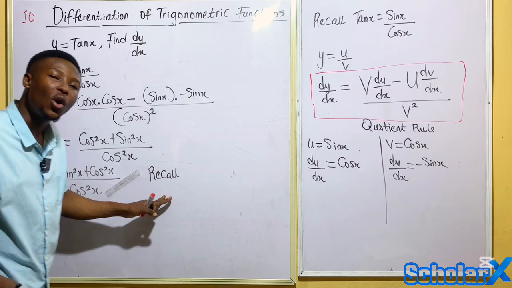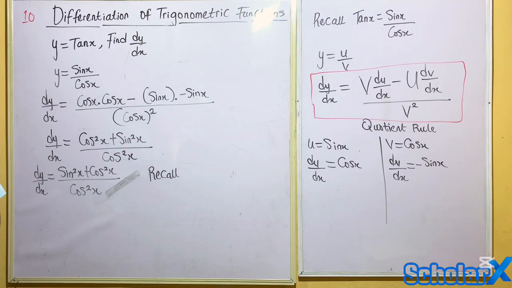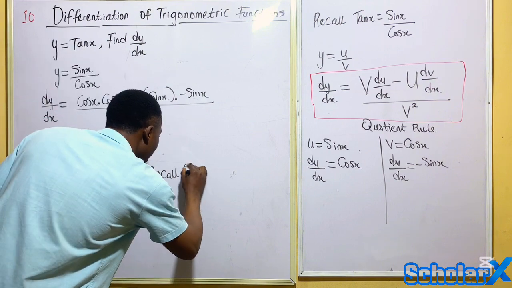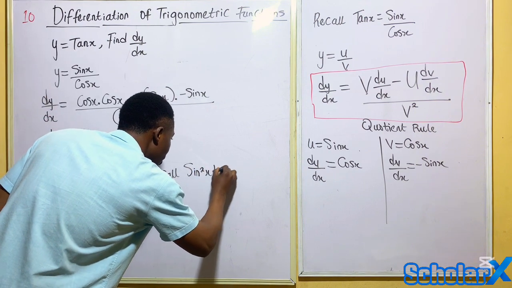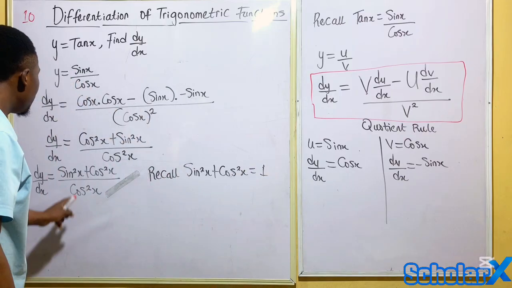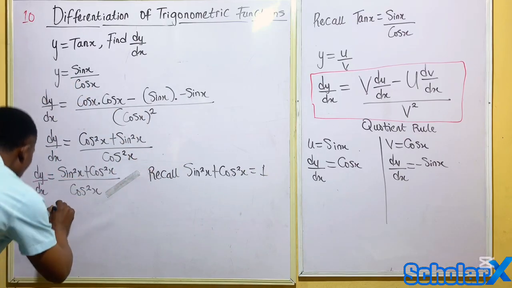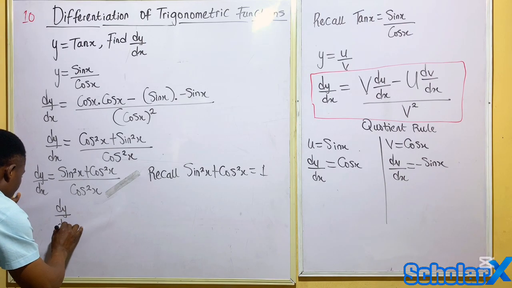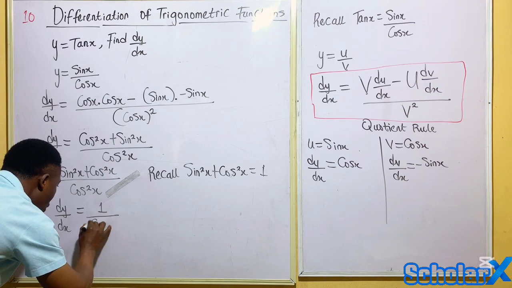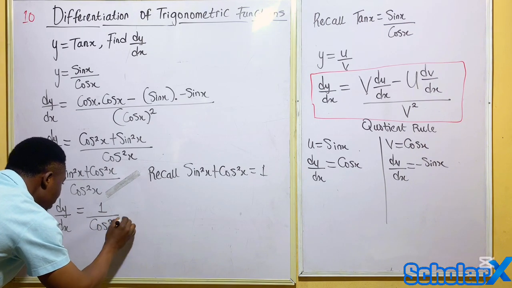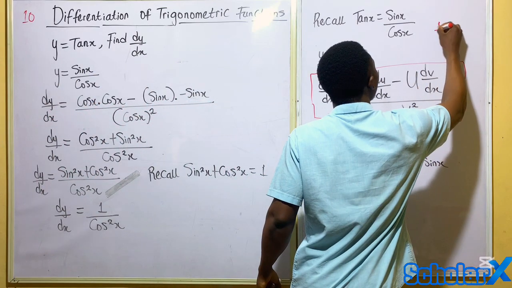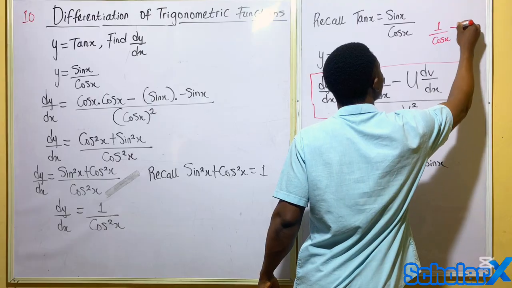Now you're going to recall that sine squared x plus cos squared x is equal to 1. So anywhere I see this, I can replace it with 1. So it becomes dy dx is equal to 1 over cos squared x. And recall from your trigonometric identities that 1 over cos x is equal to sec x.